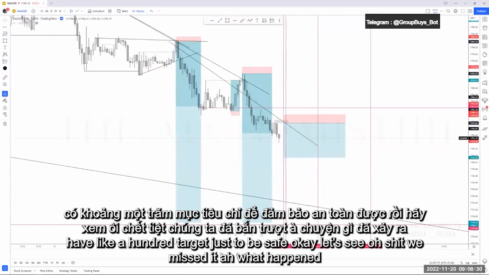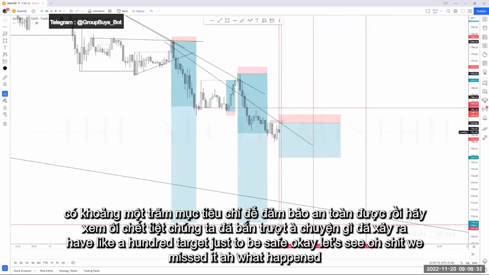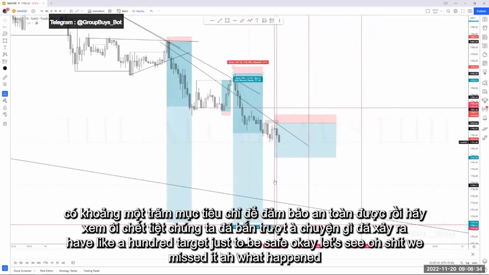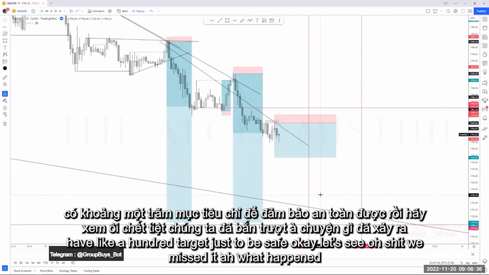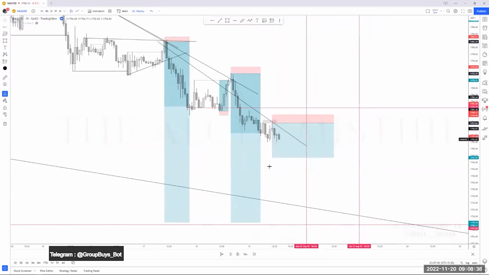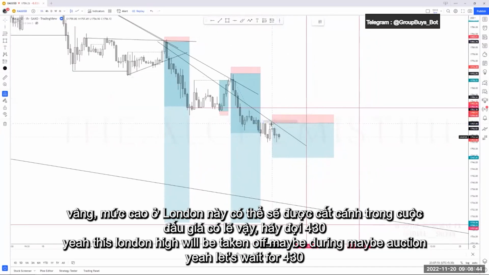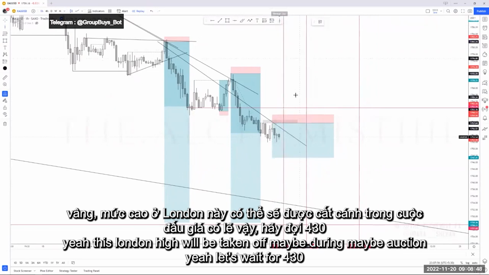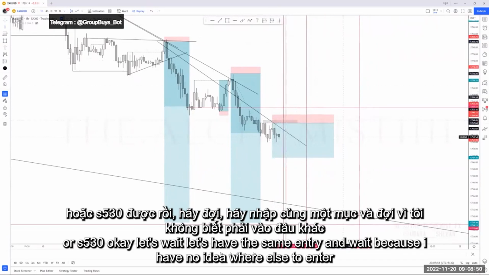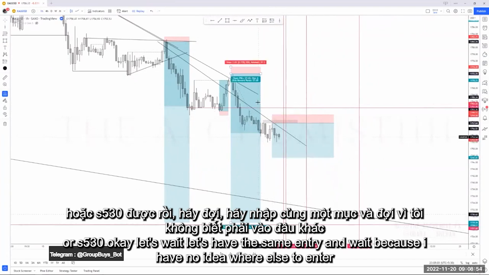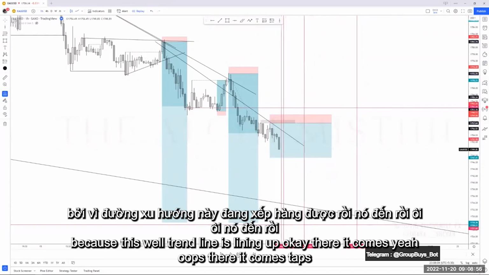Okay, let's see. Oh, we missed it. What happened? Okay, now let's say price has not tapped into it yet. So maybe this London high will be taken out during New York session. Yeah, let's wait for 4:30 or 5:30. Let's have the same entry and wait, because I have no idea where else to enter, because this is where the trend line is lining up.